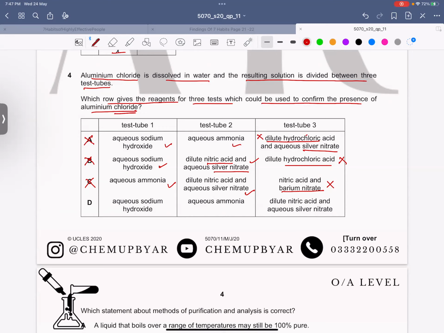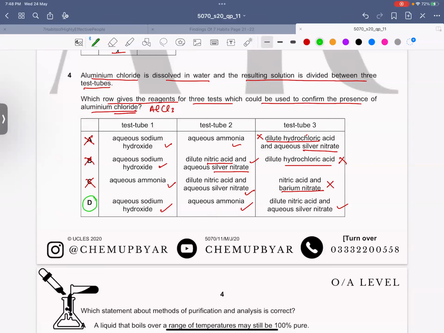Yes, these are the tests for cations. When we add for a cation and anion both, because this is aluminium chloride, it has a cation and anion both. So we add aqueous sodium hydroxide or aqueous ammonia for aluminium ions, and for chloride ion, dilute nitric acid and silver nitrate. Yes, so that is correct. So our correct answer for question number 4 would be D.